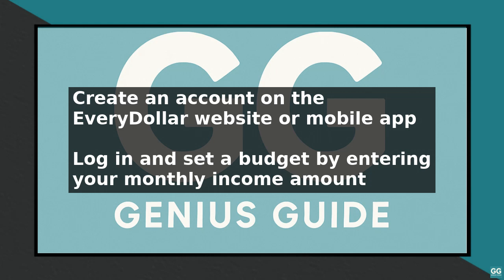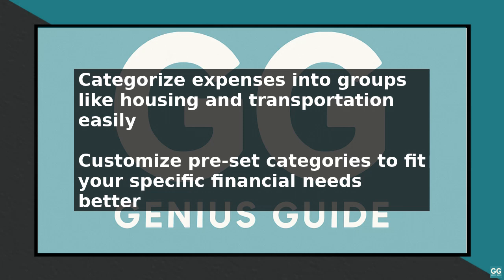Once you have logged in, you will be prompted to set a budget by entering your income. This is the total amount of money you have available to spend each month. Next, you will need to categorize your expenses into different groups such as housing, transportation, food, and entertainment. EveryDollar provides preset categories to make this process easier, but you can also customize them to fit your specific needs.